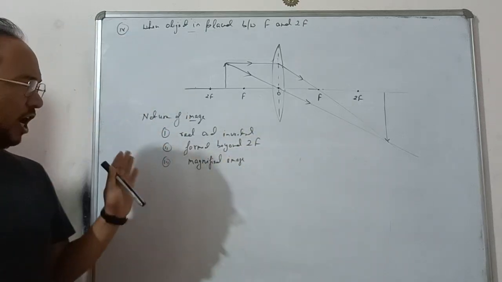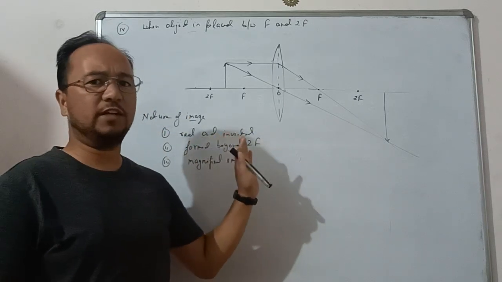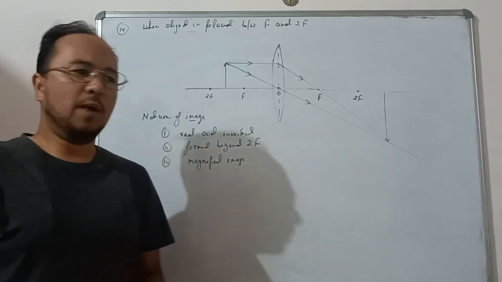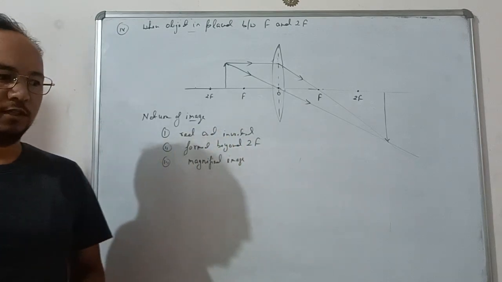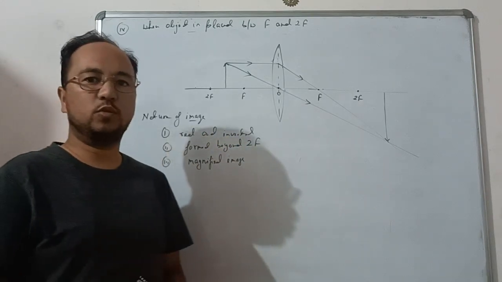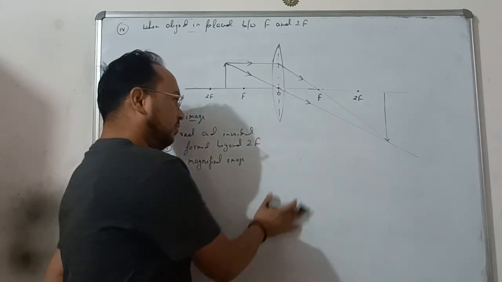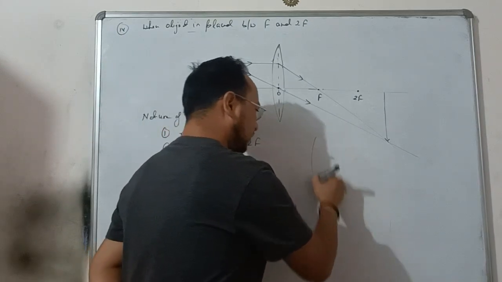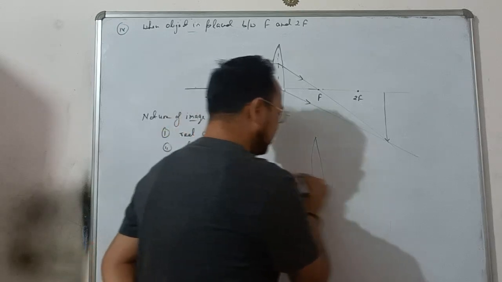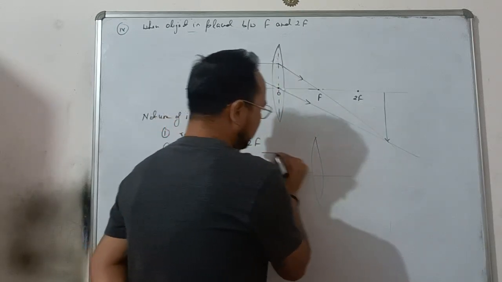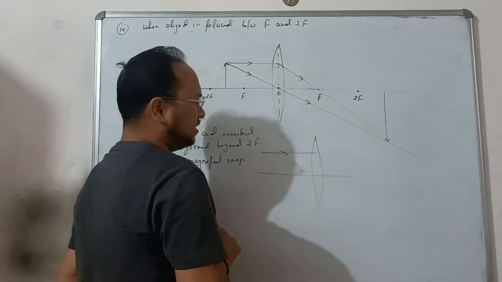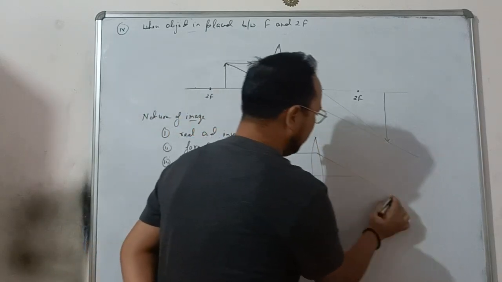I hope students, this is clear to you, because we have read some rules about the reflection through the convex lens. Let me remind these rules. First rule we discussed in the class is that the ray which is parallel to the principal axis will pass through the focus.